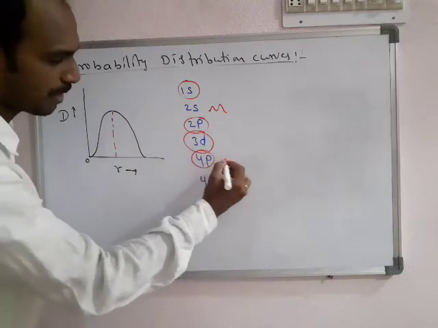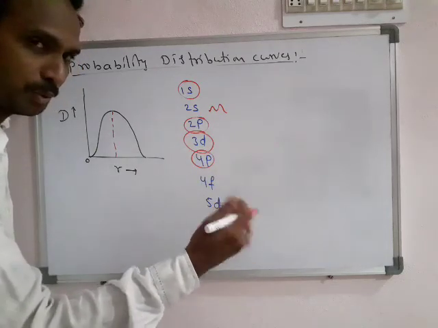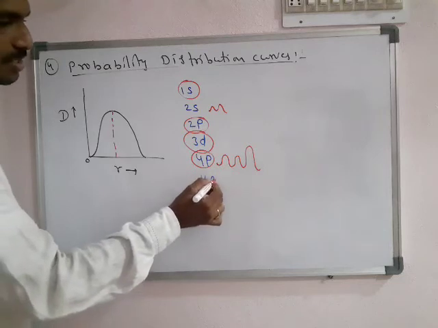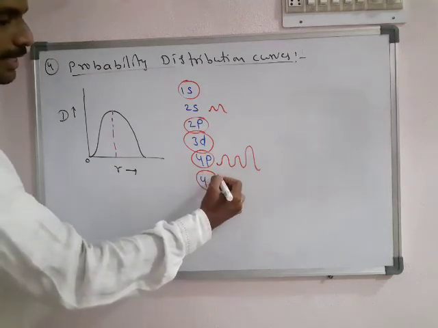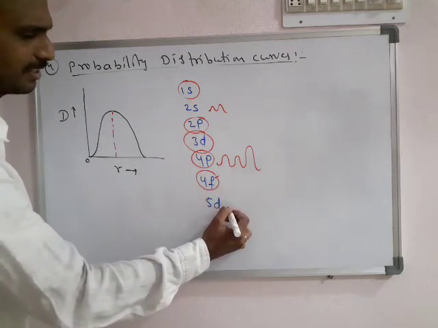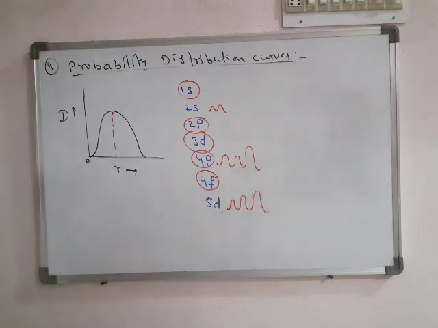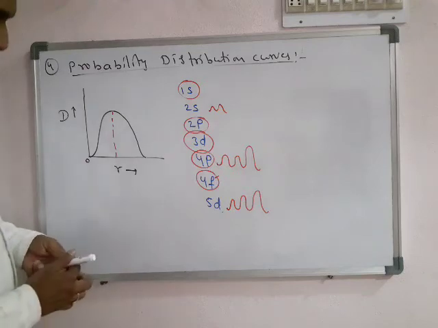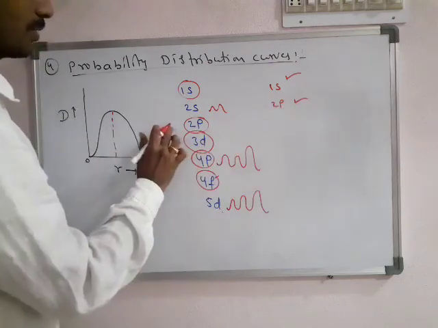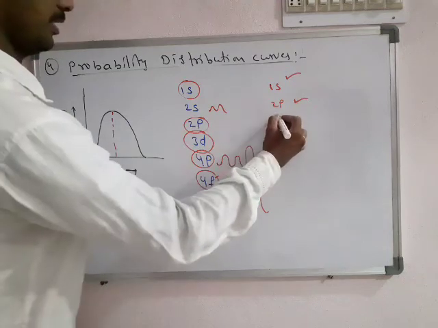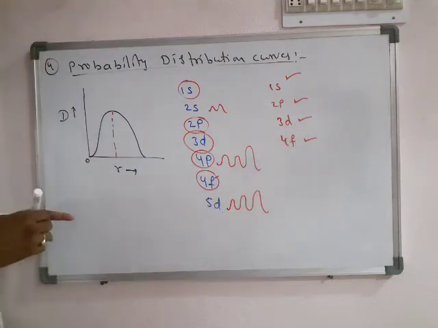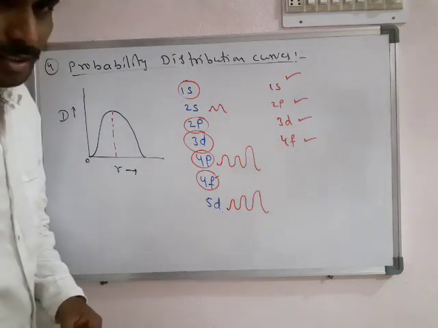4p is not possible. 4p consists of 2p, 3p, 4p. What about 4f? It is the starting one in 4, so it is also correct. Yes. 5d contains 3d, 4d, 5d. So now what are the answers? 1s is correct, 2p is correct, 3d is also correct, and 4f is correct. This type of question is generally given in match the following questions.